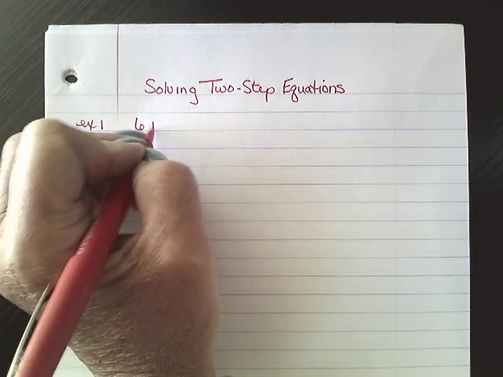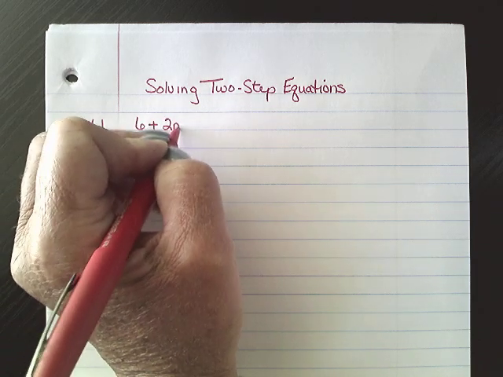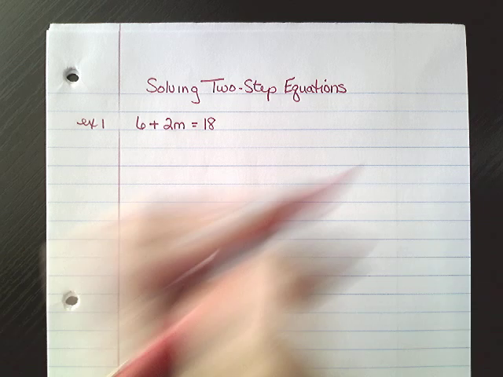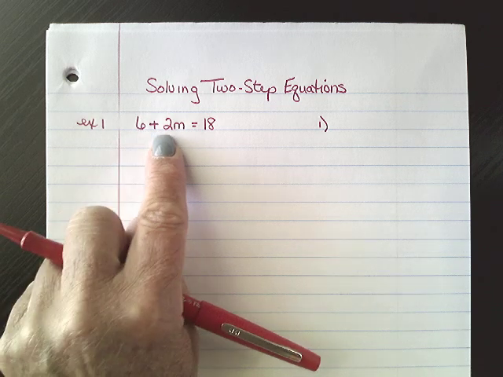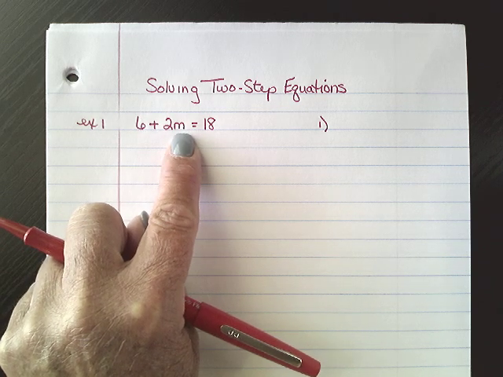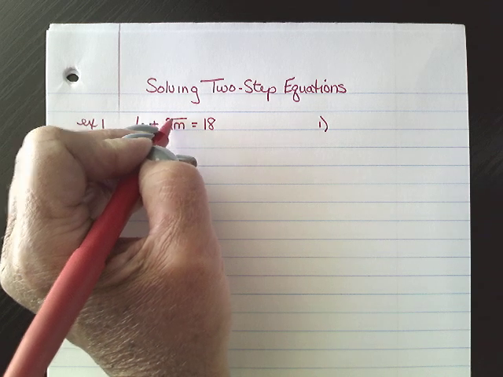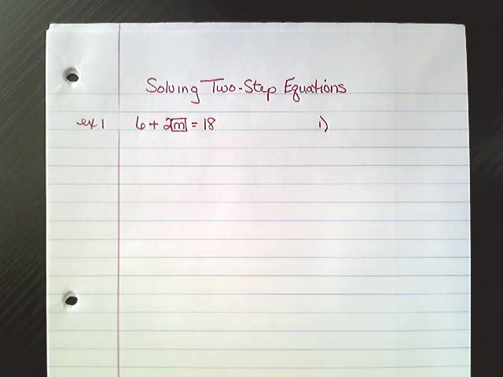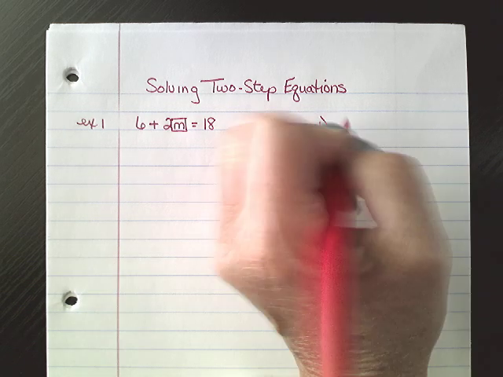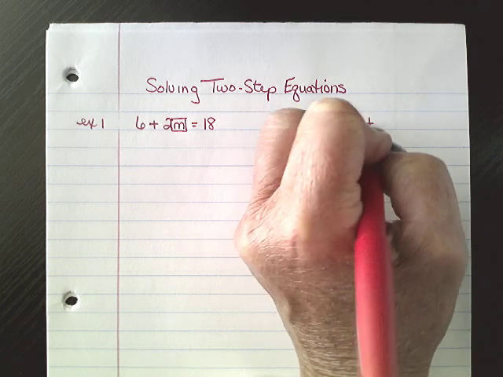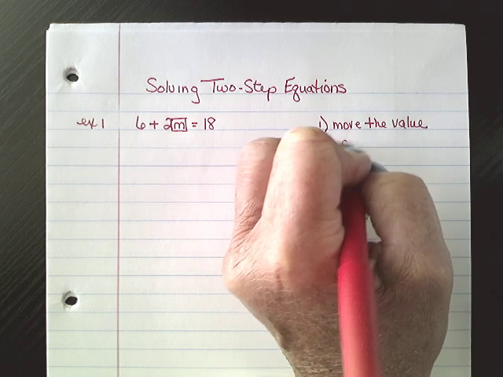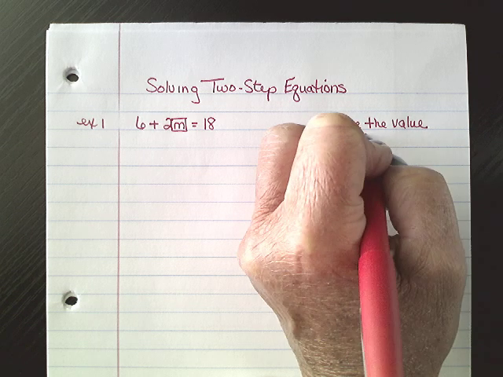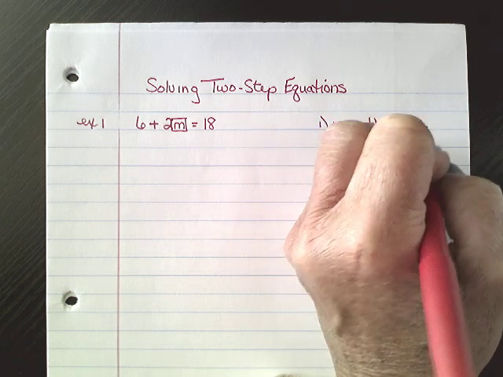So our first example is 6 plus 2m equals 18. All right, we know that step one, we need to move the value first. We can't do anything with that m to isolate it until we move that value that stands alone, that constant. So I'm going to put a box around my m. My goal is to isolate that m by itself in order to solve. So step one, I'm going to move the value by adding the inverse to both sides.